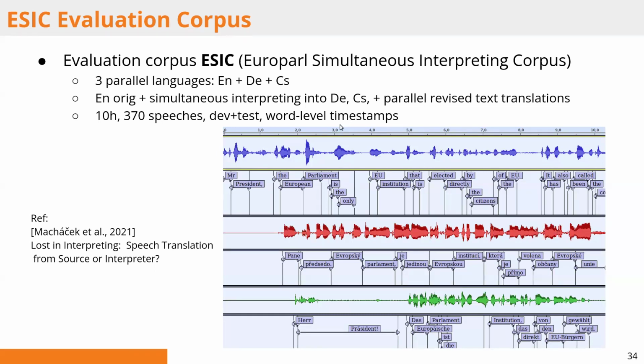So the preview can look like this. This audio track is the original, and there are revised translations, and with the word level timestamps, for example, this word European is uttered in this segment of the speech. Here we have the Czech interpreting. We can notice that it's somehow delayed. And here is German interpreting.